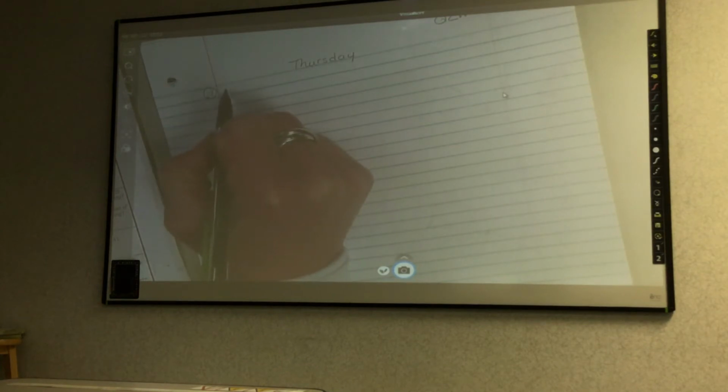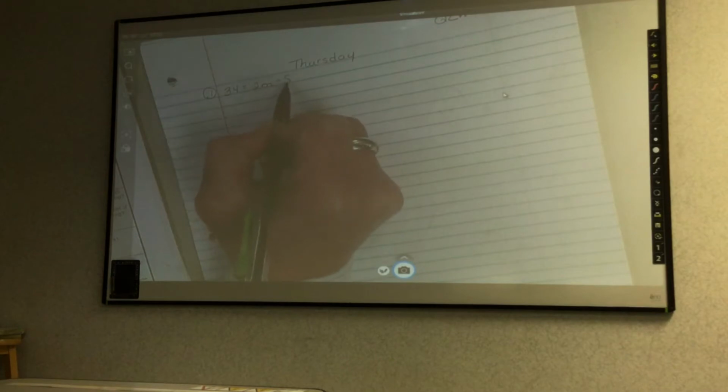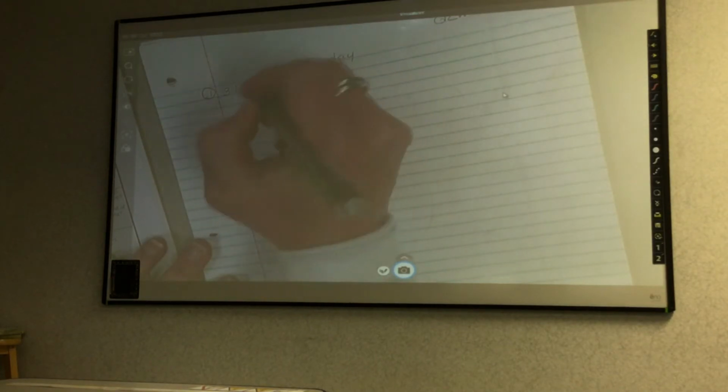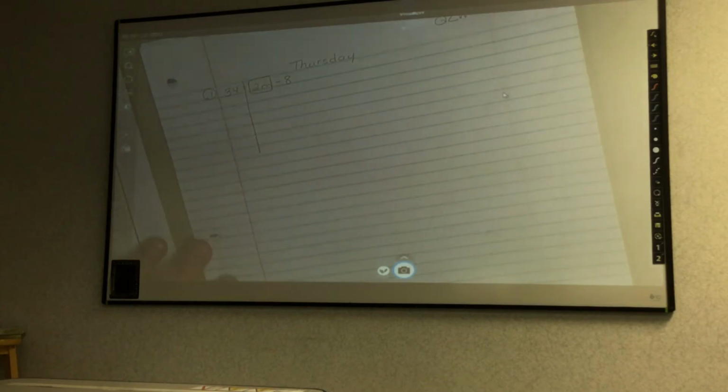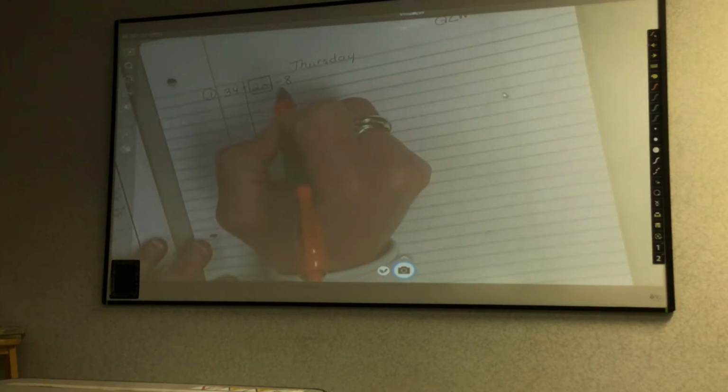Number 1, we have 34 equals 2m minus 8. To solve, we draw a line through the equal sign. I'm going to box up my 2m because I don't want to move that. I'm going to move my 8 over to the other number, and if this is like subtracting, we're going to add the opposite, which is adding a positive.